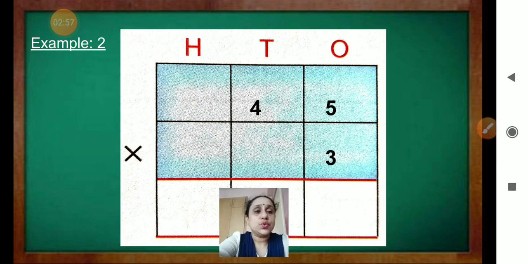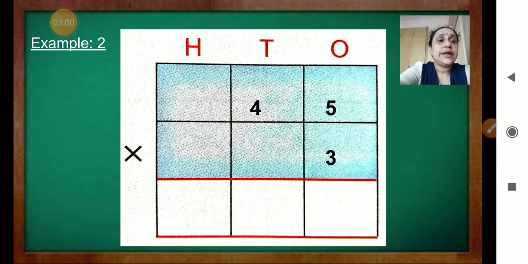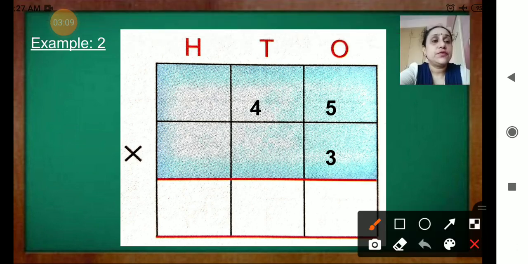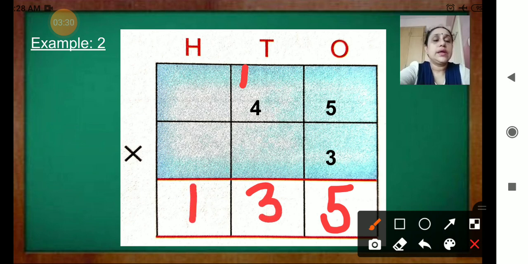Now example 2. Hundreds, tens, ones are written. 45 multiplied by 3. Now start from the ones place. 5 threes are how much? 15. So you will write 5 here. 1 will be carried over to the tens place. 3 fours are 12. 12 plus 1, 13. So write 3 here and 1 in the hundreds place. So what is the answer? 135. Okay?